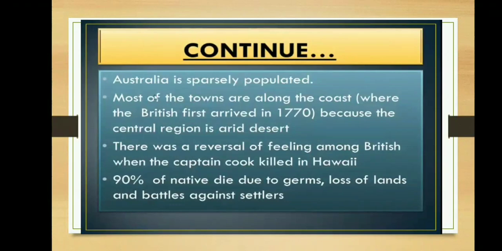If we talk about the population of Australia, Australia is a sparsely populated area. Most of the towns are along the coastal areas where the British first arrived in 1770, because the central region is totally arid. There was a reversal of feeling among the British when Captain Cook was killed in Hawaii. That means an English sailor, Captain Cook, who reached Australia, was killed by the natives in Hawaii, due to which the relationship between the natives and the Europeans started to become bitter. 90% of natives died due to germs, loss of lands, and battles against settlers.